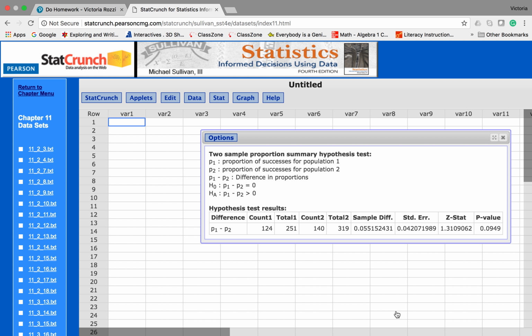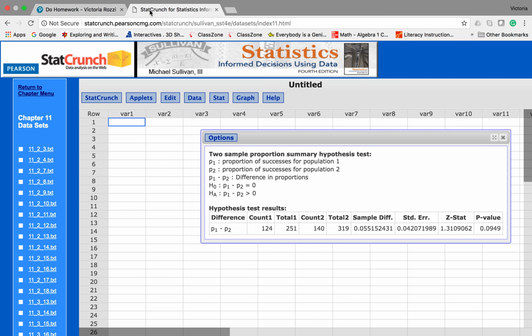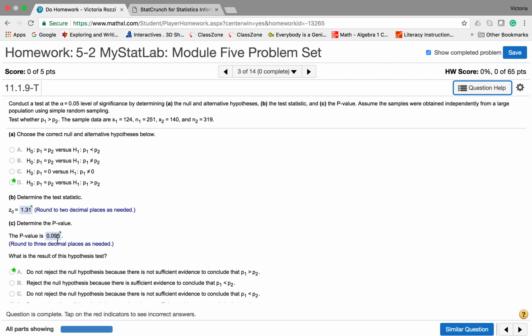Now here's what we got. It's given us a couple of things. It's given us the sample difference, the standard error, and here you have your z and your p-value, right? So now we can go back here, and if you look, they have 1.31 as their test statistic, which is z0. And their p-value, here we got 0.0949. They wanted to round to 3 decimal places, so we have 0.095.